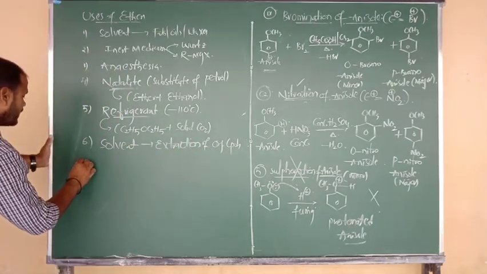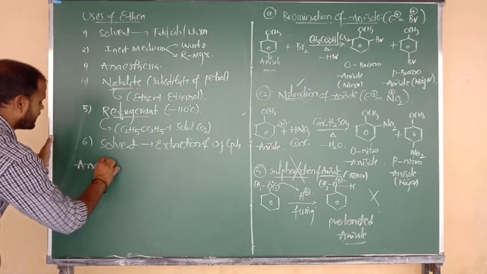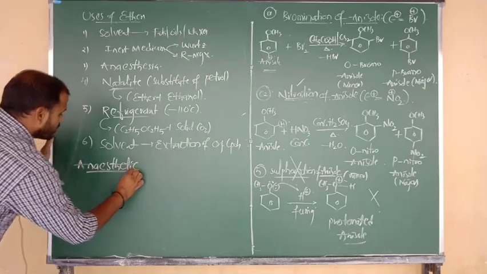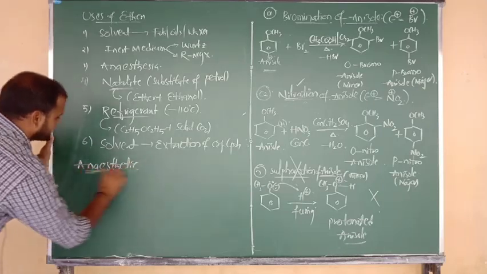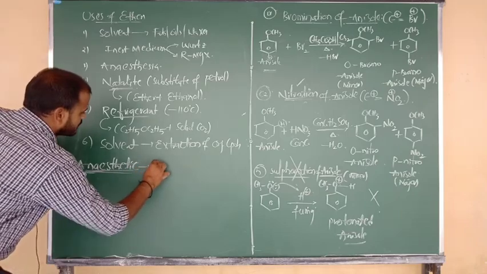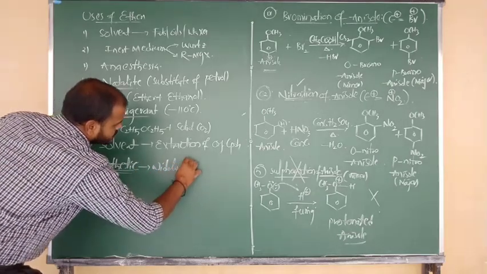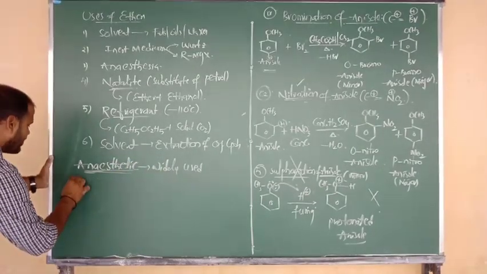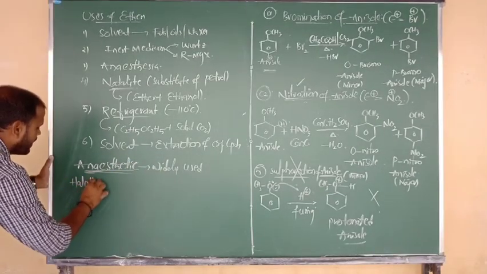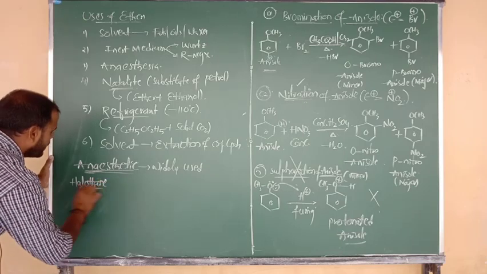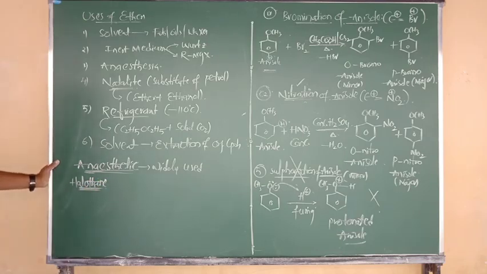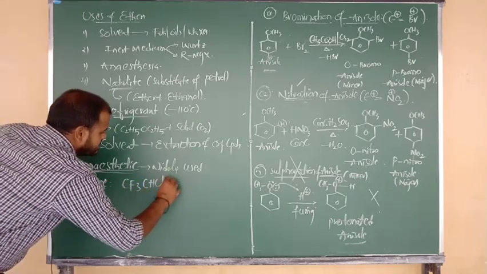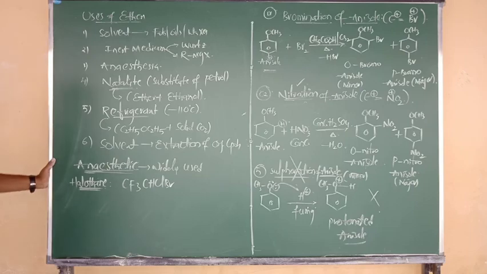So the last final thing. This question has been repeated many times: anesthetic agent. What is the widely used anesthetic agent? The widely used anesthetic agent is called halothane. Try to remember, it is very important for objective questions. What is the formula of halothane? CF3CHClBr. Try to remember that formula.